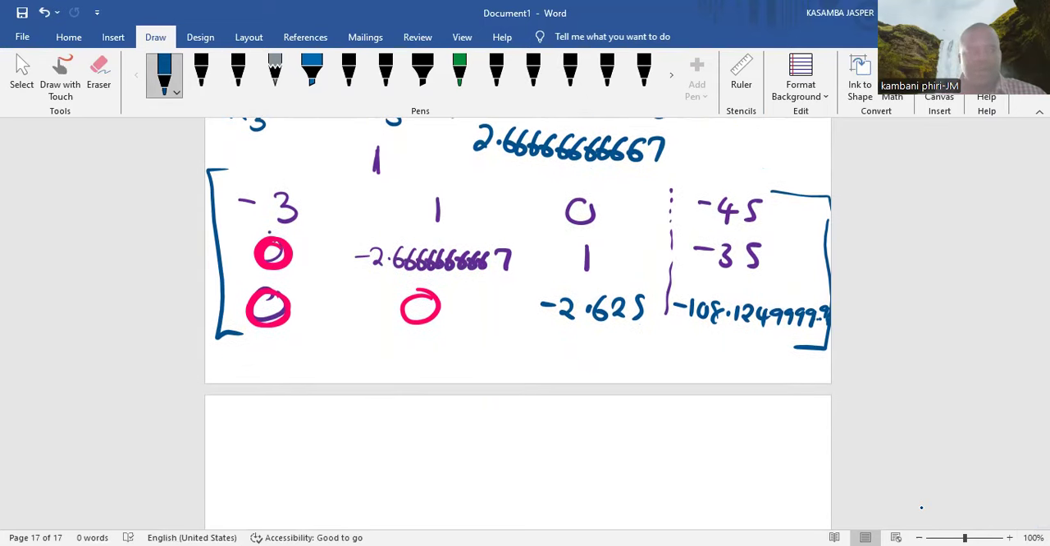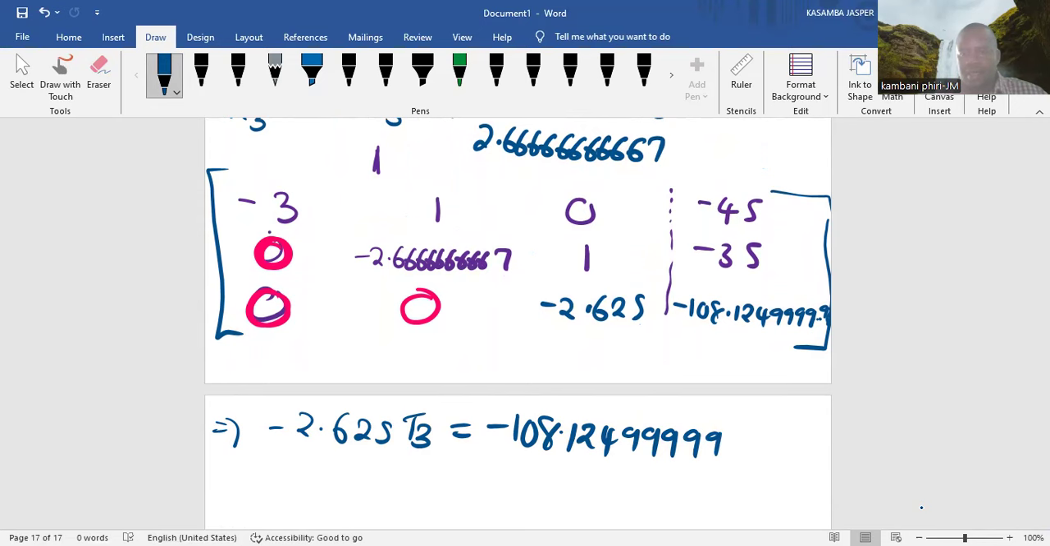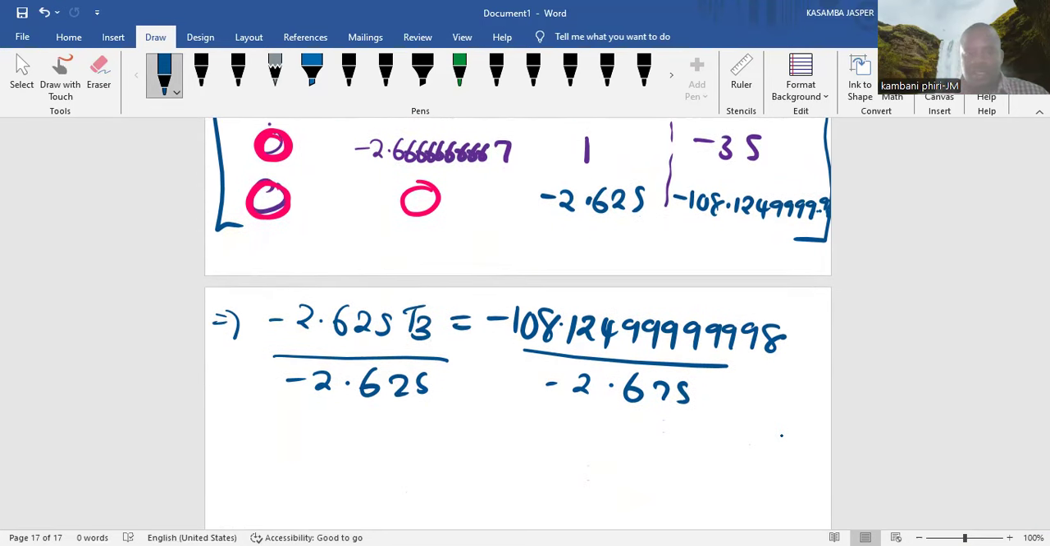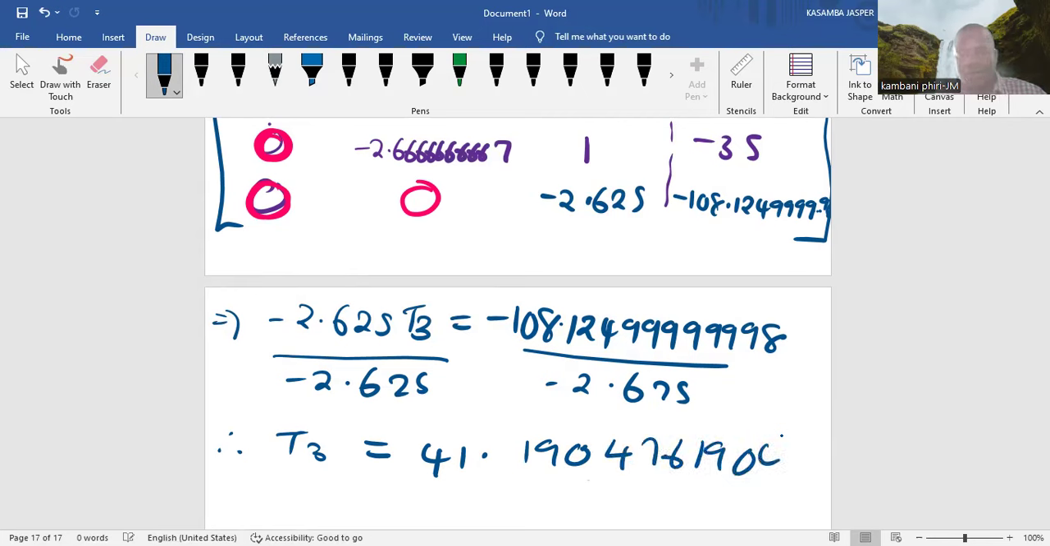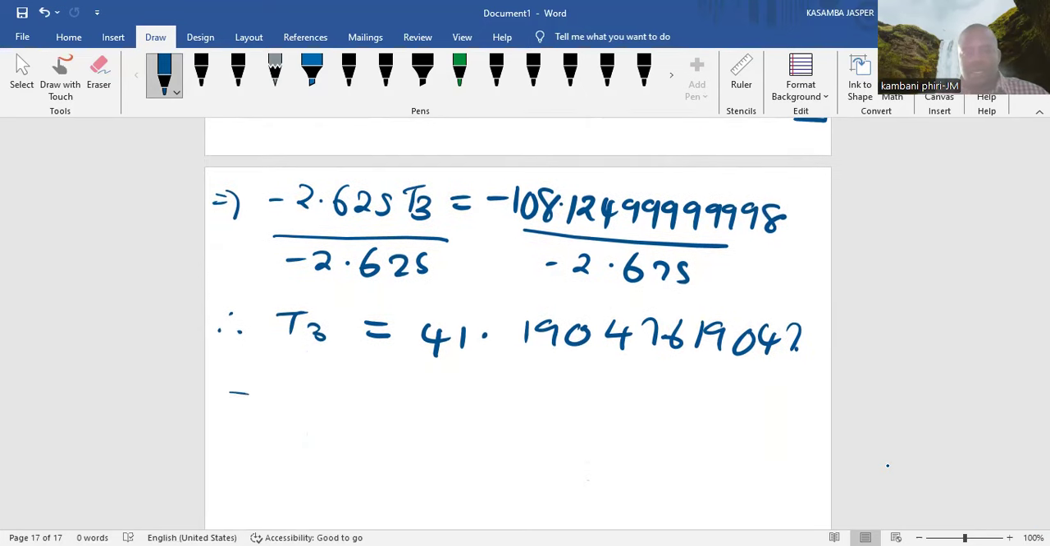From there now we can find T3. That simply means negative 2.625 T3 is equal to negative 108.12499998. So dividing by negative 2.625, what do you get? Therefore your T3 will become 41.190476. This is your solution for T3. But we can maybe round it off to 4 decimal places, 41.1905. This is our solution.